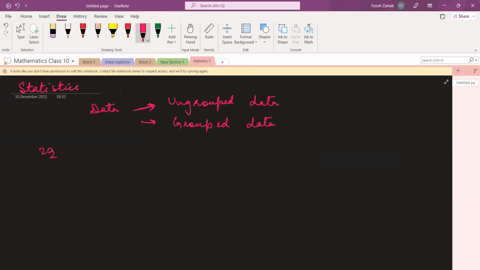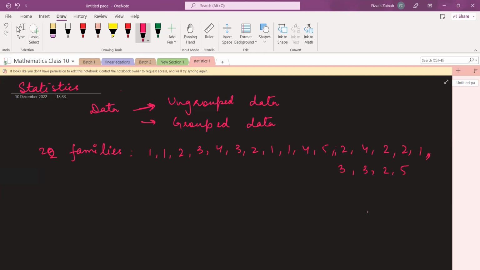For example, I have 20 families, right? Now I'm giving you the number of children in these 20 families. So I have 1, 1, 2, 3, 4, 3, 2, 1, 1, 4, 5, 2, 4, 2, 2, 1, and then 1, and then I have 3, 3, 2, and 5. So total are 20, right? So in 20 families, these are the number of children.